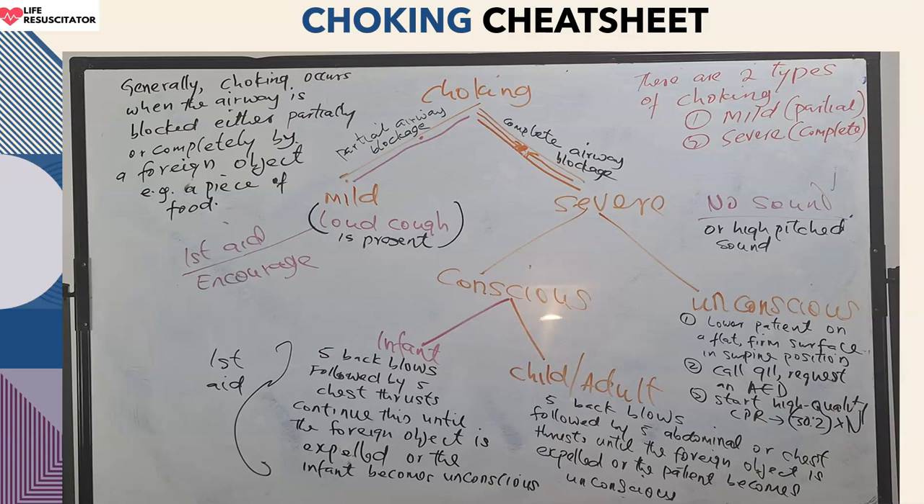In mild choking, a loud cough is present. Other signs and symptoms include teary eyes and a flushed face. What should we do when that happens? Your first aid, your basic care, is to encourage the person to cough so that the object will be blown out, expelled by the cough force.